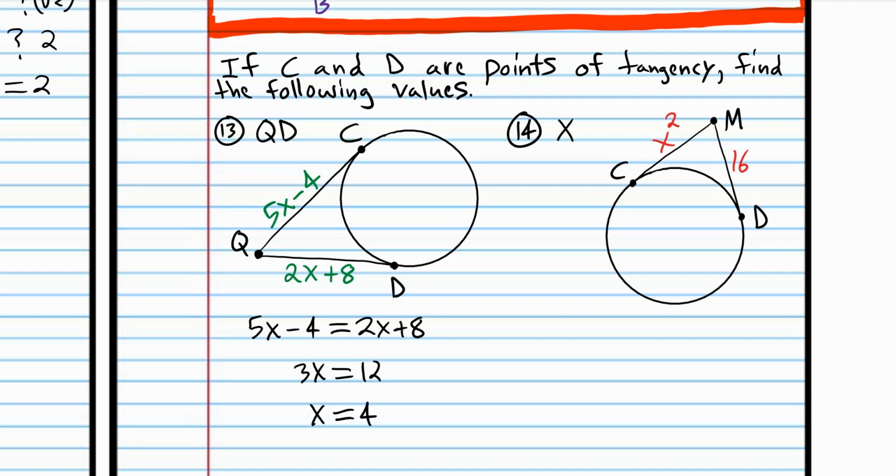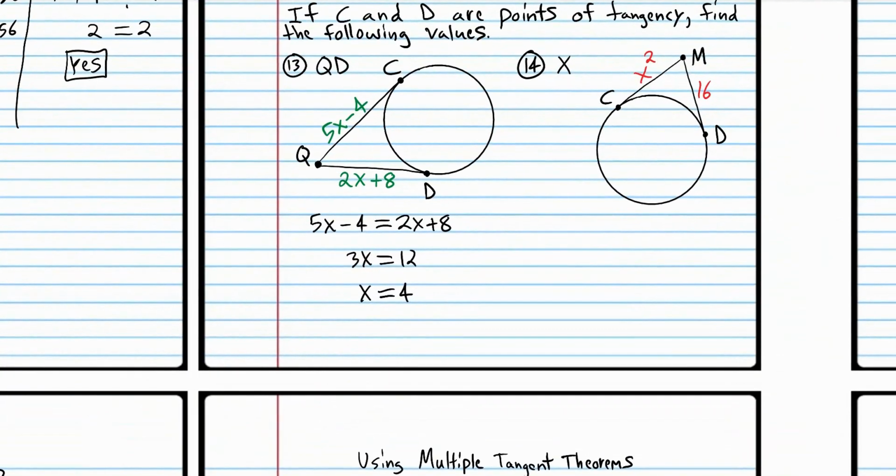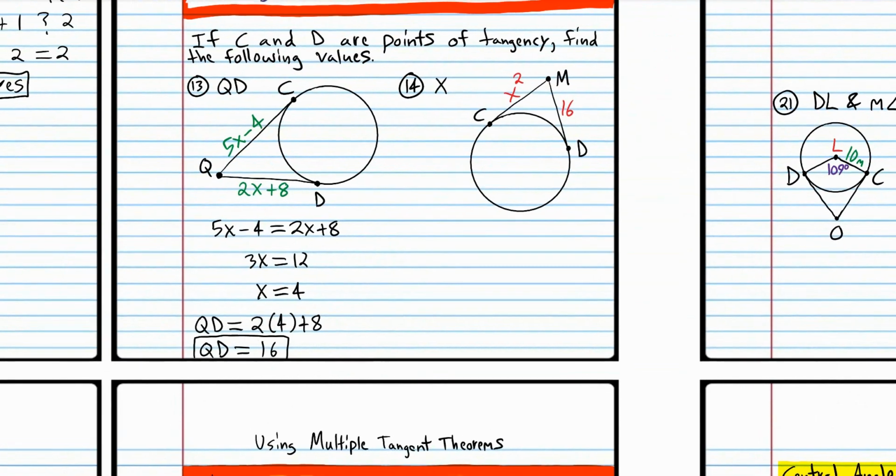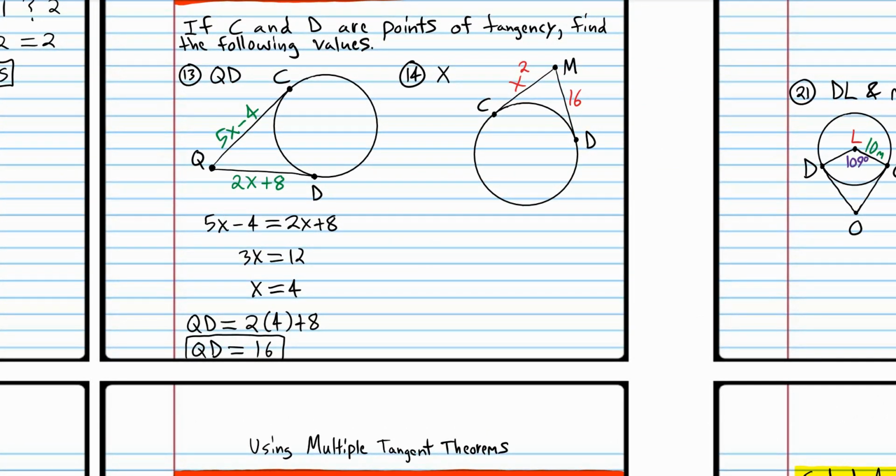Now that's not the answer. They want QD. So QD is equal to 2 times the x value, which we just found is 4, plus 8. So QD is equal to 16. So pretty simple stuff.